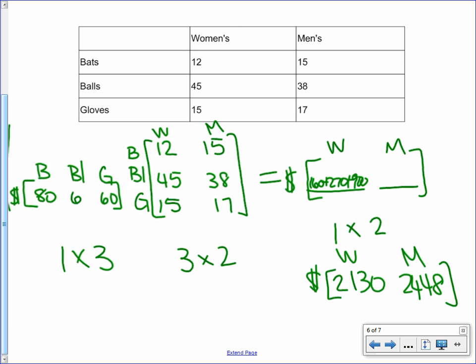Of course, men cost more. They're more high maintenance than women when it comes to sports.